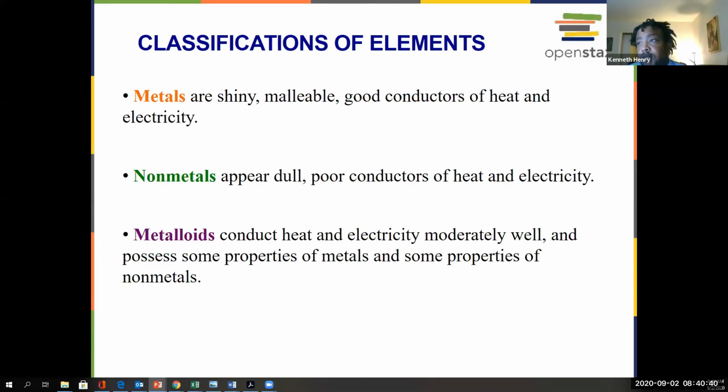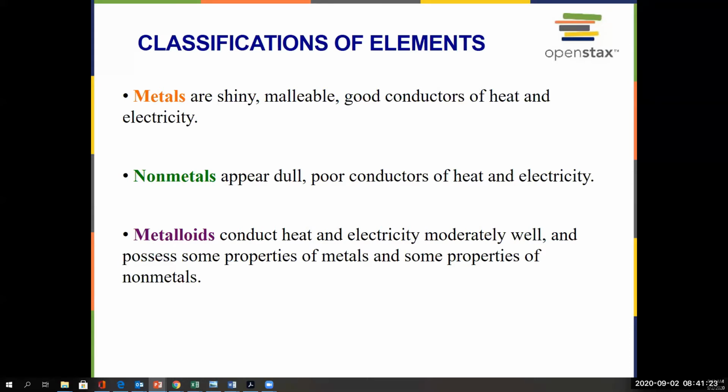Non-metals are going to be dull in appearance and poor conductors of heat and electricity. A lot of non-metals are going to be gases. The ones that are solid are going to be kind of brittle. If you take a look at sulfur, you drop it on the ground, it splits into pieces, brittle. Or phosphorus, same thing. Or carbon. If you got a lump of coal for Christmas once, and then got so mad and threw it across the room.